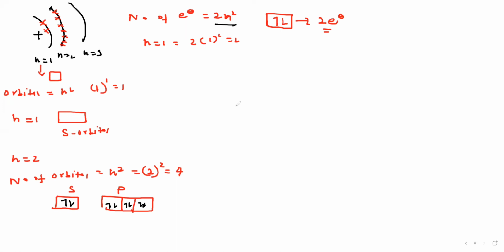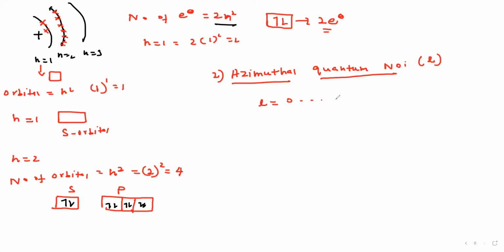Using the principal quantum number, we will find out the number of orbitals and the number of electrons in the given shells. Now, the second one is very important: the azimuthal quantum number, please note. The second quantum number is the azimuthal quantum number. It is represented by L. Now what is L? The L value is equal to 0 to n minus 1. What does the azimuthal quantum number tell about? The shape of the orbital. Very, very important.